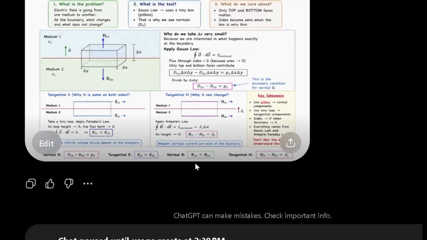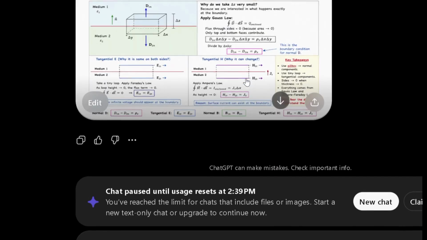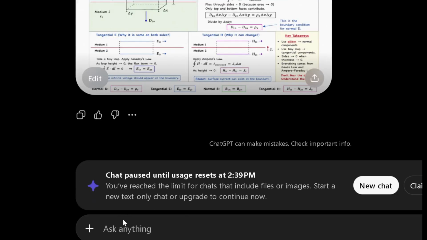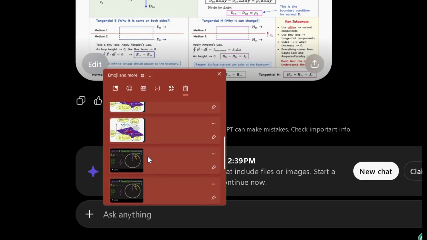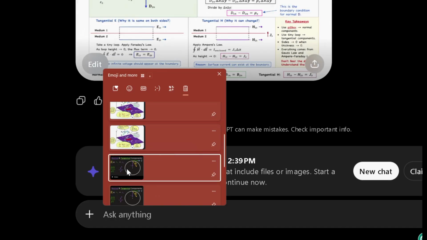Same happens with B1 and B2. The net magnetic flux around the closed surface for a magnetic field is zero in a boundary. So B1n equals B2n for the net magnetic field. Simple. If you take another diagram, it is also clear to look. So many teachers explain it in so many ways.